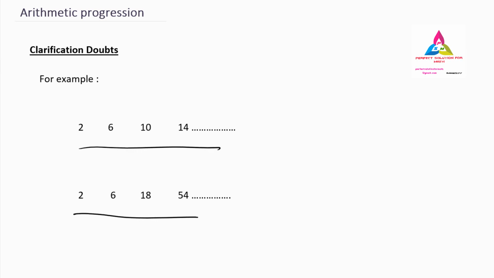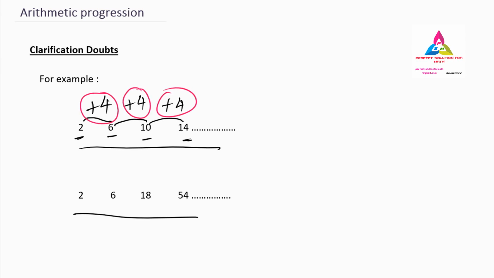In the first example, clearly you can see the first term is 2, the second term is 6, next is 10 and 14. When you find the differences, we can see 6 minus 2 is plus 4, 10 minus 6 is again plus 4, and 14 minus 10 is again plus 4. So clearly the difference is plus 4 in all the cases. So directly we can say that this is an AP.